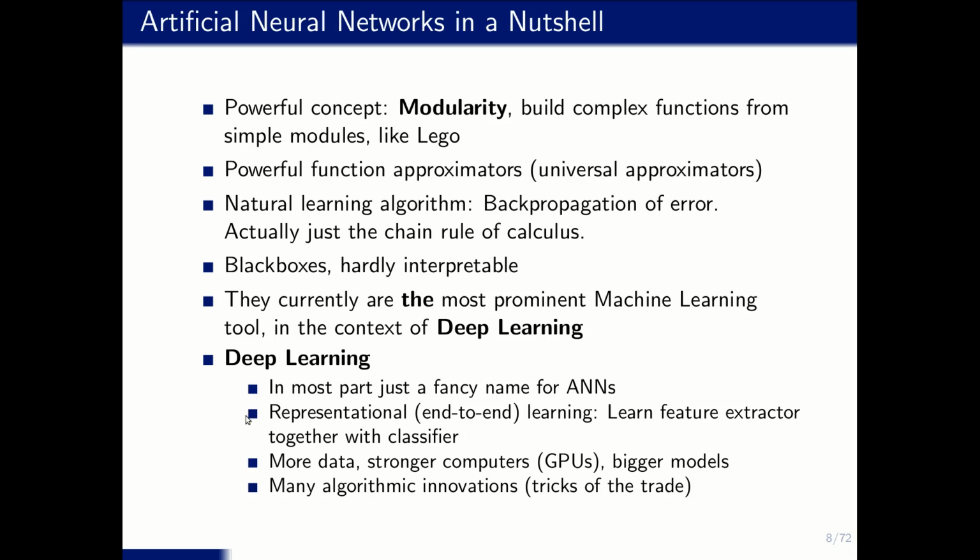But we'll discuss more about this in the next lesson when we discuss convolutional neural networks. We also have now bigger data sets and stronger computers, in particular GPUs, so we can now train bigger models. And there have been many algorithmic innovations or tricks of the trade. So artificial neural networks and deep learning can work like a charm, but often it's hard to really get the right setting. And so there are lots of training tricks which need to be tried out.